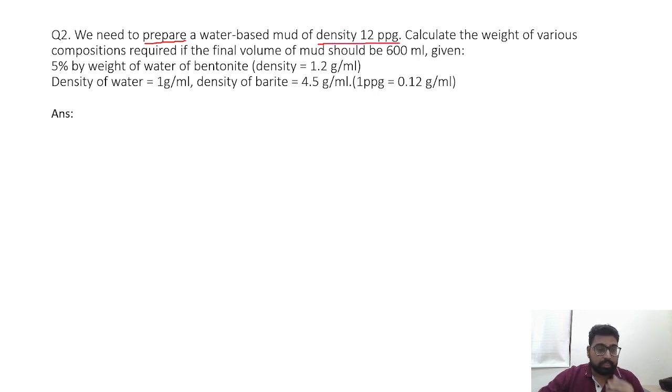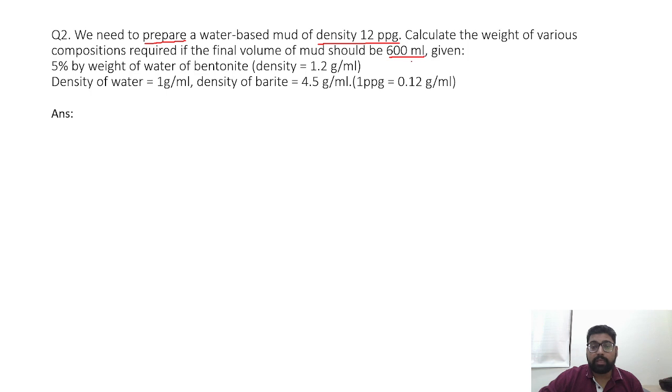In the previous case, you mixed components and got a density of mud. Now what they are asking is that you need to prepare mud of density 12 ppg. Calculate the weight of various compositions required if the final volume of mud should be 600 ml.